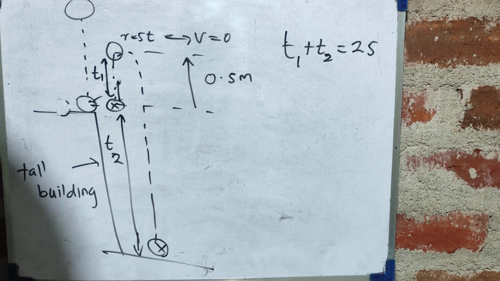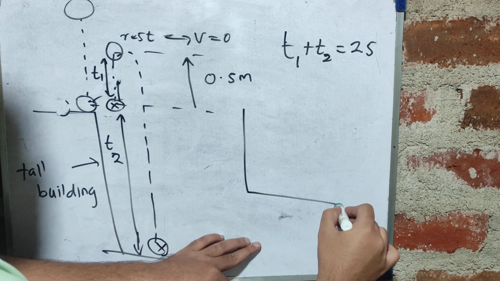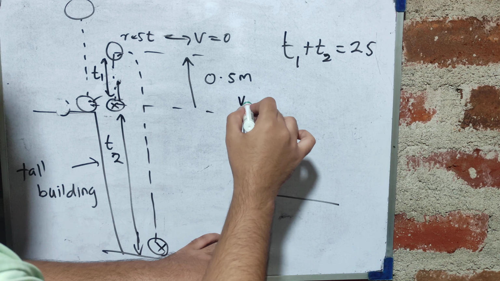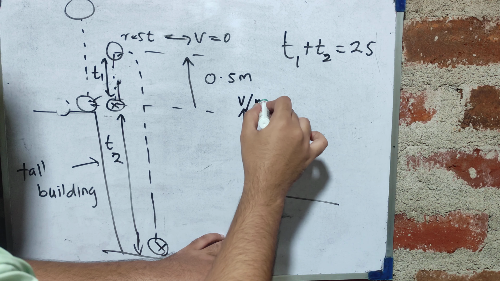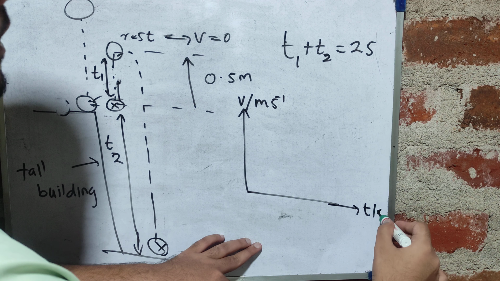Explore: calculate the height of the tower using a v-t graph linked to the motion of X. Draw the v-t graph for the motion of X from rest. How are you going to draw it? They have asked for velocity in meters per second against time in seconds.